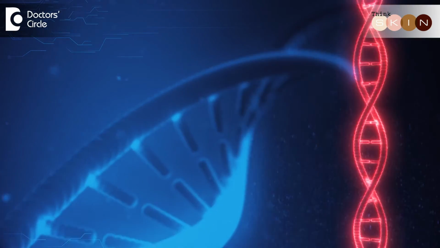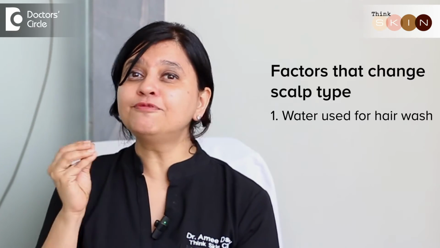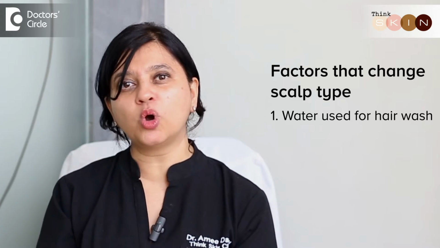Now, once you've recognized your scalp type, you need to take care of it. Scalp types are generally more genetic, so you're going to face that lifelong. But there are certain environmental factors also which change the scalp type, and one of them is the kind of water that you use for hair wash.